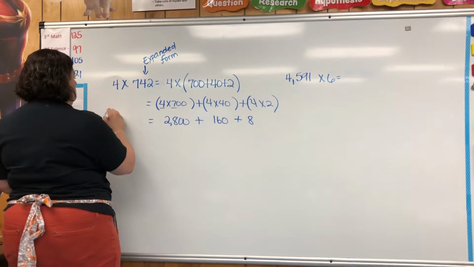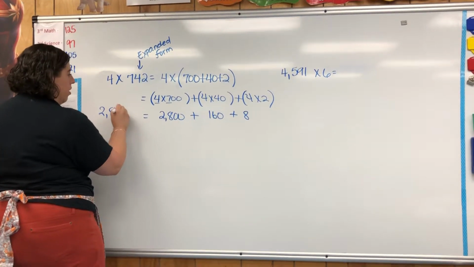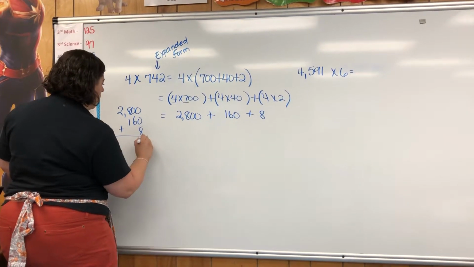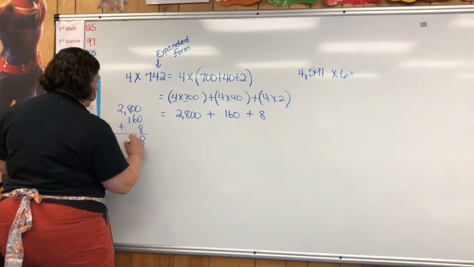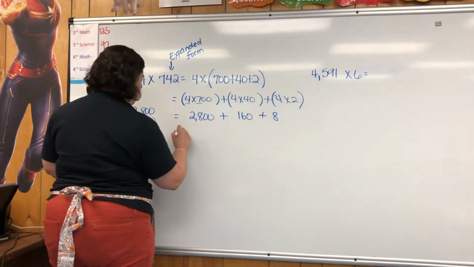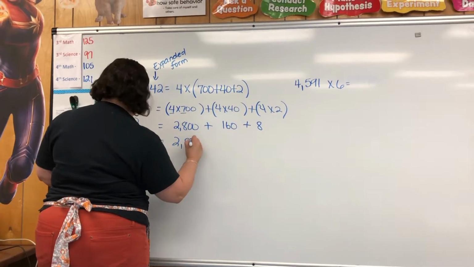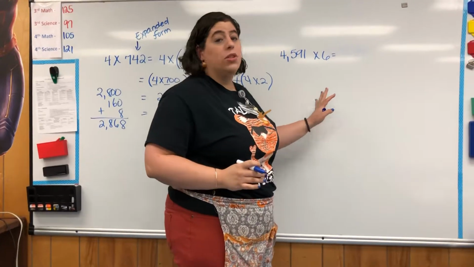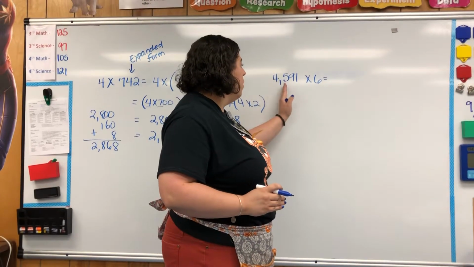Now, I can go over to the side of my paper to add up all of those numbers. I will have 8 here, 6 here, 8 and 2, so my final answer is 2,868.